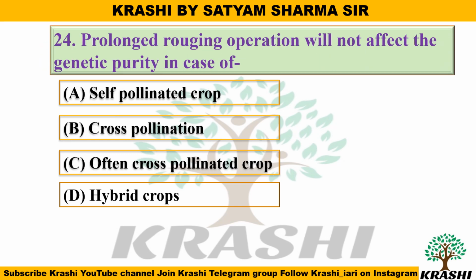Question number 24. Prolonged rouging operation will not affect the genetic purity in case of self-pollinated crops, because the chances of cross-pollination are very rare in self-pollinated crops.